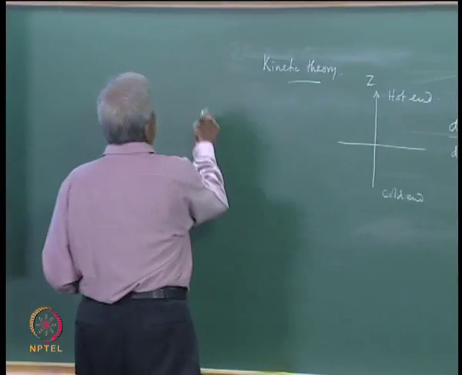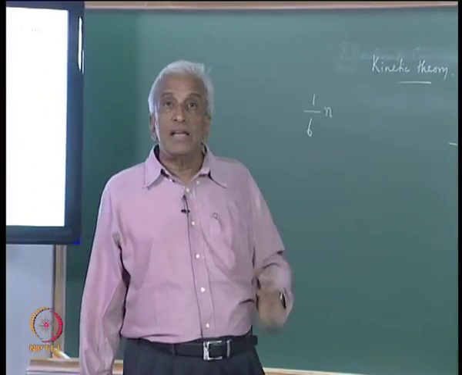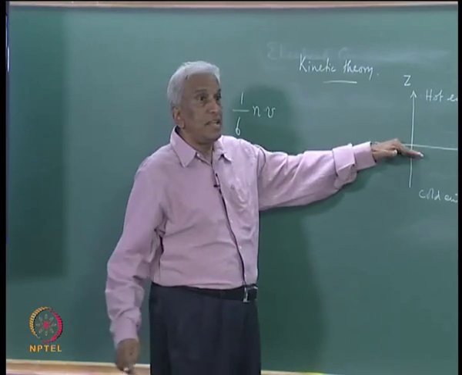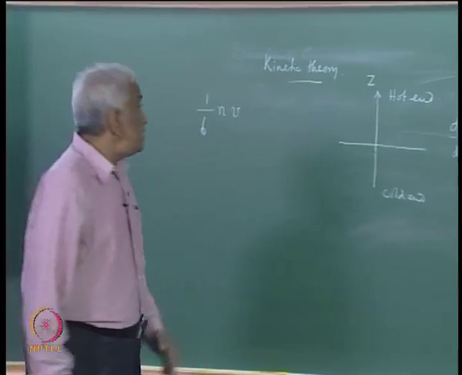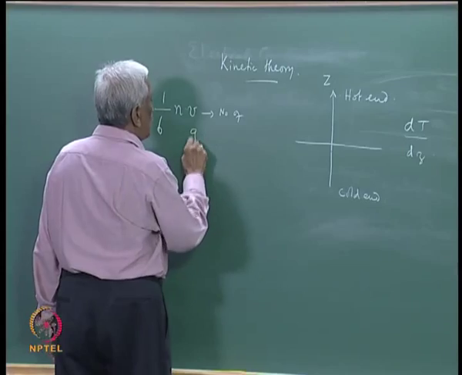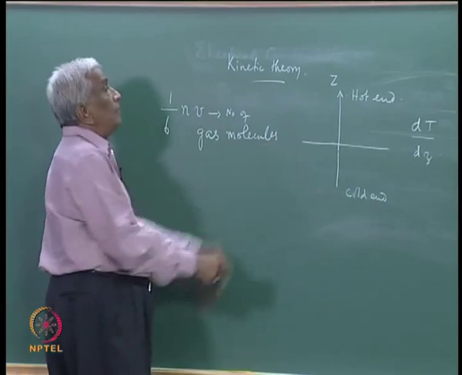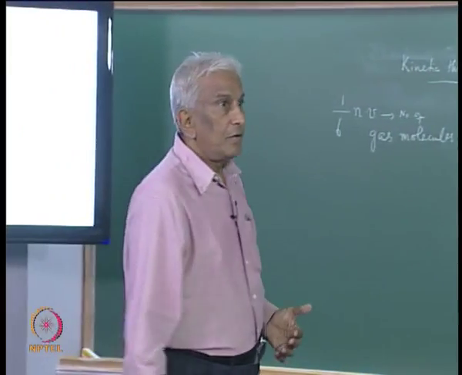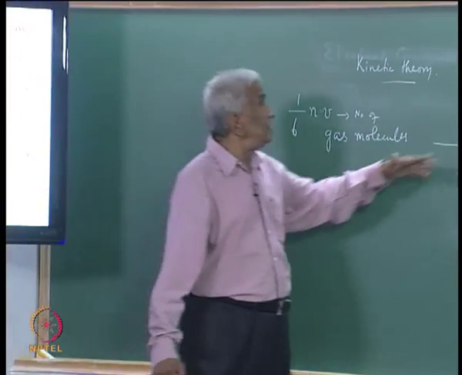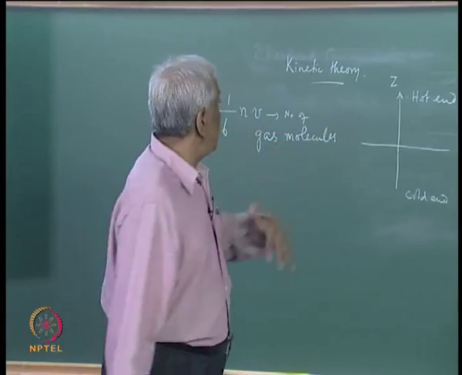So, on an average 1/6 n will be the concentration, and if you consider unit area and v is the speed, 1/6 n v will be the number of gas molecules which are incident from top to bottom crossing unit area.